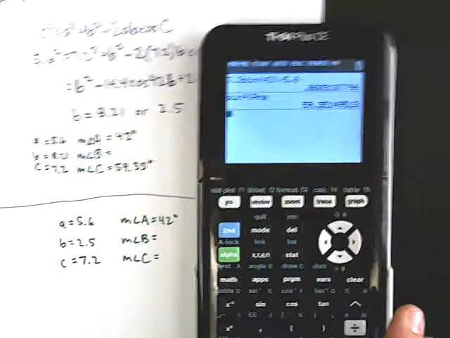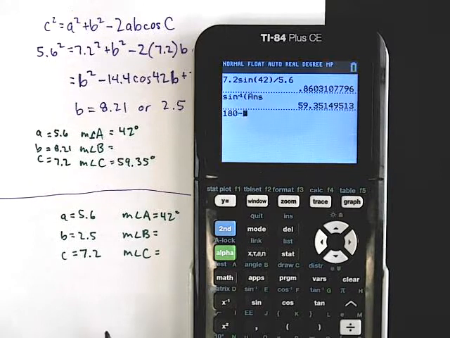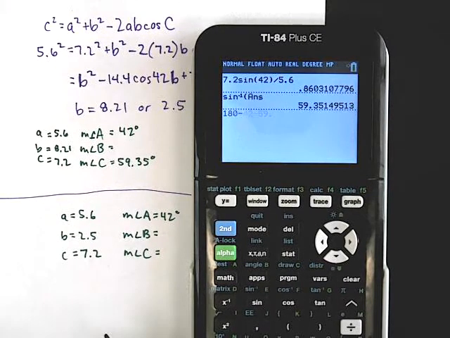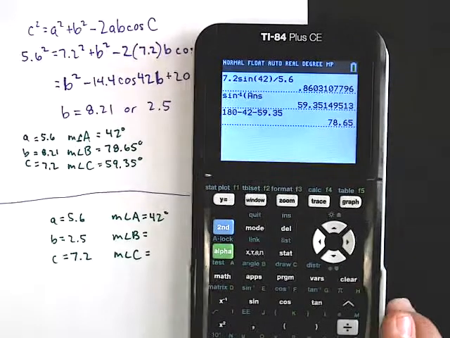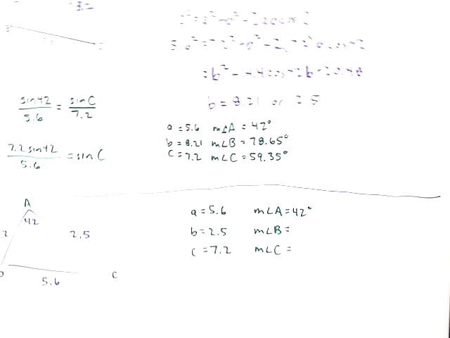Now, if we have two angles, we can always just take them away from 180 to get the third. 59.35, and we get 78.65. All right? So there was our first triangle.